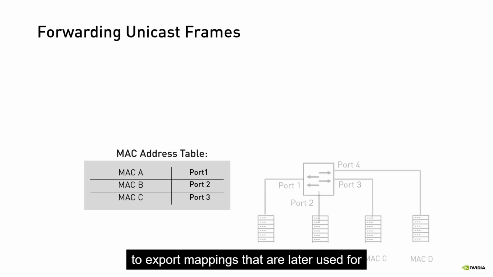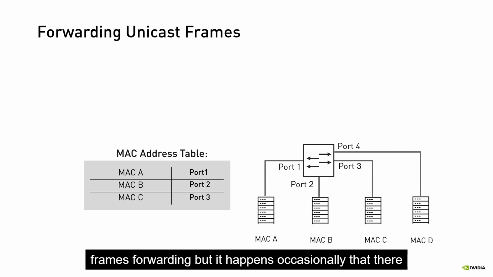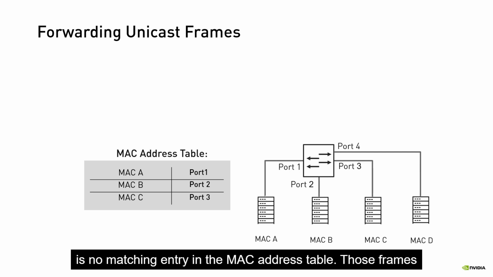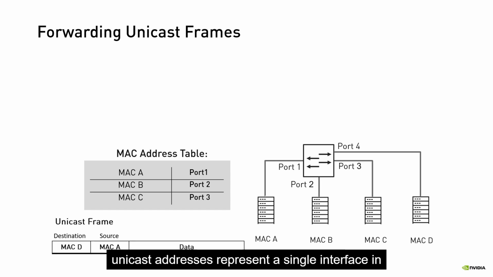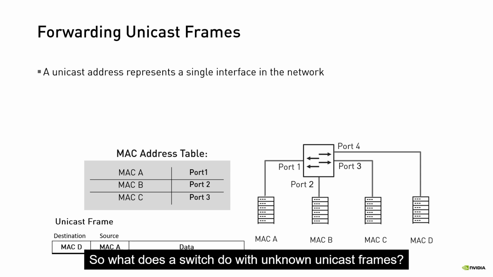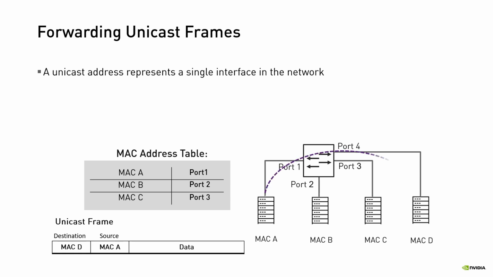We've just seen how the MAC address table is populated with destination MAC to exit port mappings that are later used for frames forwarding. But it happens occasionally that there is no matching entry in the MAC address table. Those frames are called unknown unicast frames. Unicast addresses represent a single interface in a network. So what does a switch do with unknown unicast frames? For example, when node A sends a frame to node D.